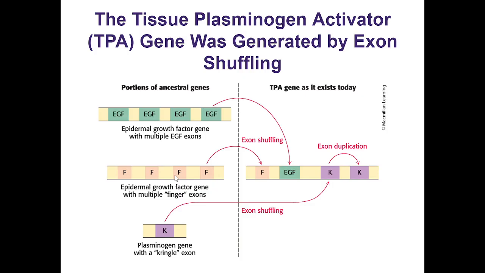This is the epidermal growth factor gene. This has multiple finger exons, and this is the finger exon here. And then right here we have the plasminogen gene. This has the Kringle exon, and that's the K, Kringle. And here we see that the exon was shuffled in, and then it apparently was duplicated later on. Okay? And so we get our modern TPA gene. Woo! Interesting, right?